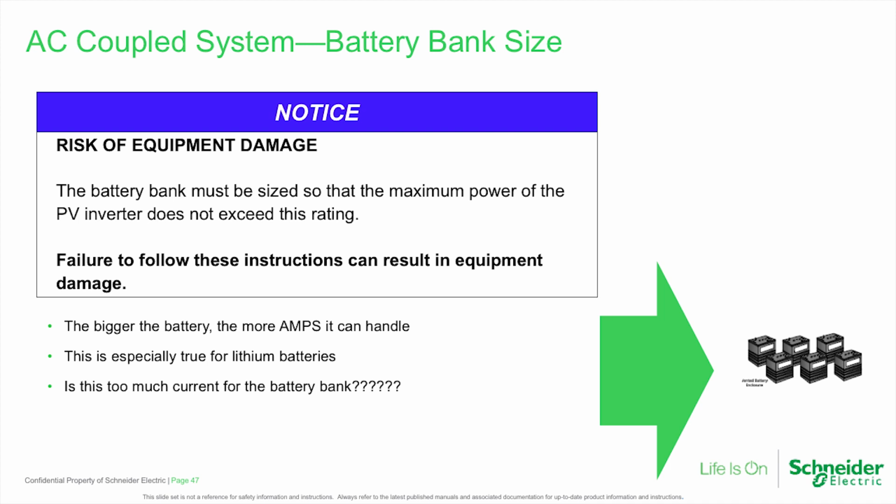The bigger the battery, the more amps it can safely handle. The bigger the bank, the better. But you have to make sure that the battery bank is big enough for sure that the maximum power of the PV inverter does not exceed the maximum current rating of that battery bank. And that's the biggest consideration that you have to take into account.